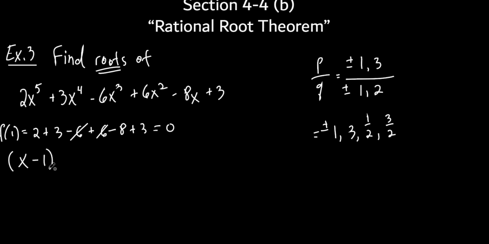Minus 1 is a factor. Yes? All right, so when it equals 0, it means it's evenly divisible. This thing right here is evenly divisible by x minus 1. So when I do the division, I should come out with a remainder of 0, correct? Yes, Mr. Hamrick, that's correct.